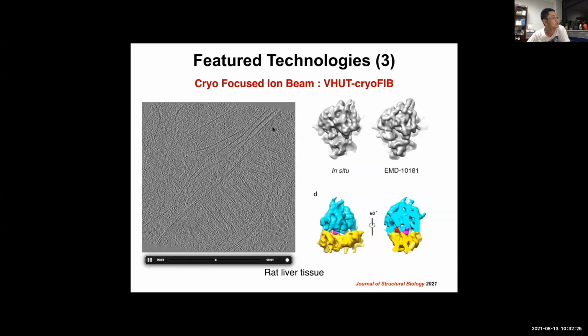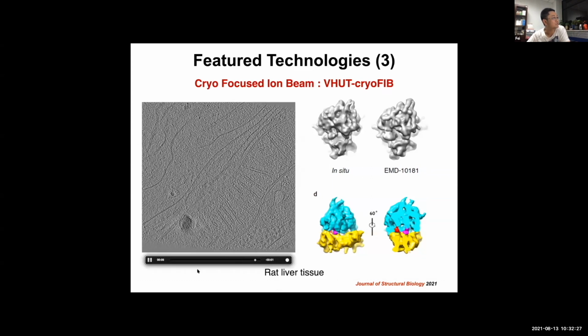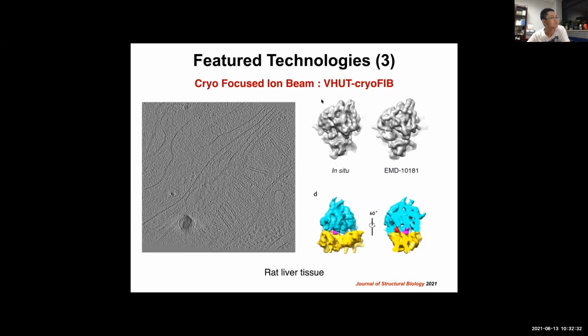So we can clearly see the mitochondria and the ribosome. And after subtomogram averaging analysis, we can get the in situ ribosome structure from rat liver tissue. And the structure is quite similar to the previously published single particle analysis. So this is our recently published workflow to prepare cryolamella of tissue sample.